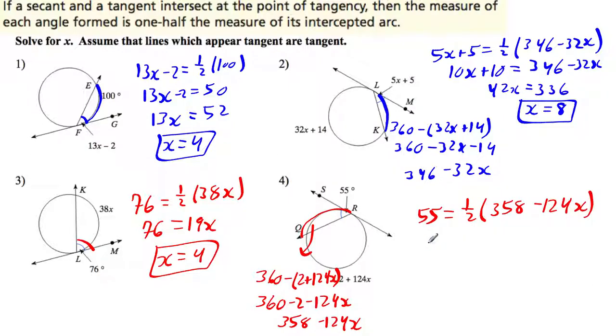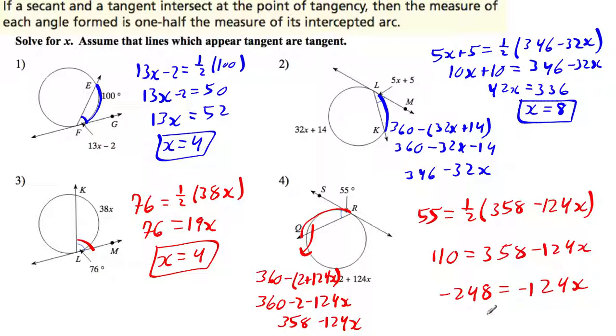So then 55 times 2 is going to be equal to 110, which is equal to 358 minus 124x. So 110 minus 358 is going to be equal to negative 248, which is equal to negative 124x. Divide, and we get x is equal to 2. I'm pretty sure. So that looks a little bit better than the previous one.